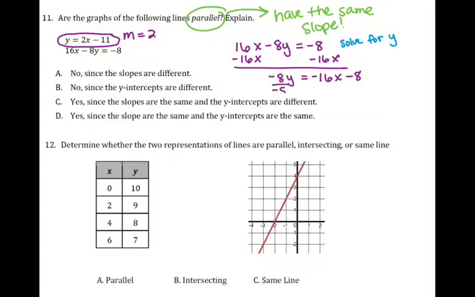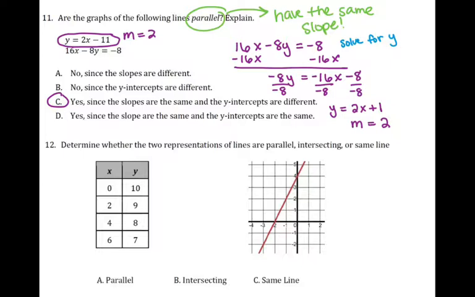And then I'm going to divide everything by negative 8. So I have y equals negative 16 divided by negative 8 gives me 2x. Negative 8 divided by negative 8 is 1. So my equation for the second one is y equals 2x plus 1. So my slope for my second line is 2. Now let's compare the slope from the first one, which was also 2. So let's see. The slopes are the same and the y-intercepts are different. Cool. So letter C is the correct answer for that one.